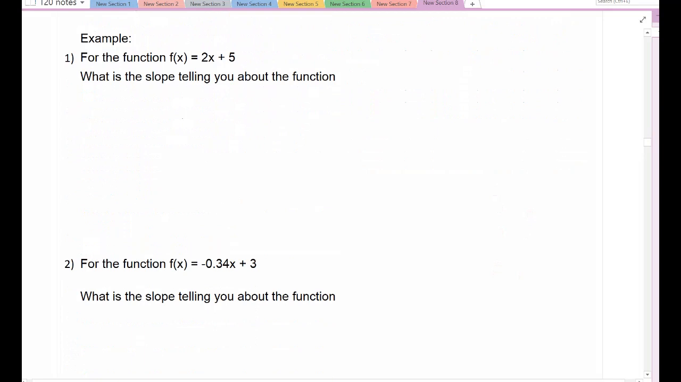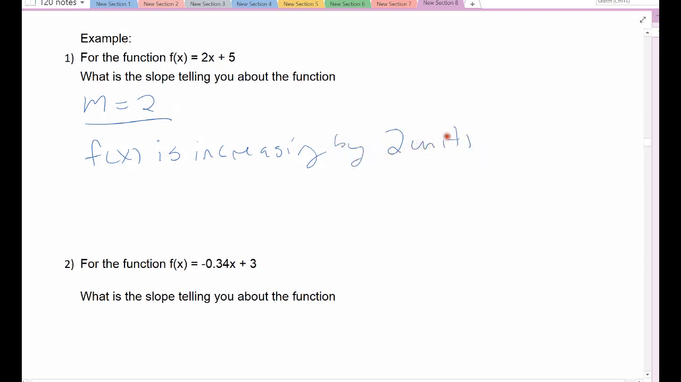So, examples. These are just some generic examples. The first one here, I've got f of x equals 2x. Remember, 2 is my slope. First of all, it's positive, so it's telling me f of x is increasing. And then I know exactly how much it's increasing: by 2 units per change of 1 unit of x, whatever x represents.